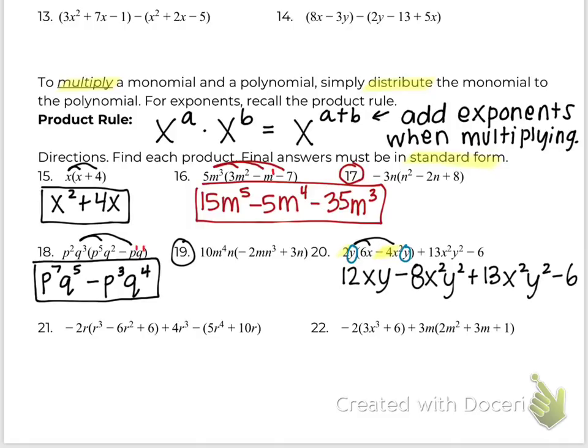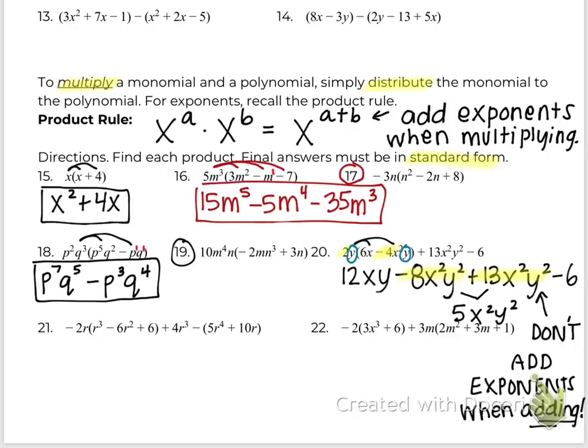Okay, can I combine any of these terms? I can combine the middle. Do you see how they have the same variables? X squared, y squared, x squared, y squared. That means these are like terms and we can combine these. So I'm going to bring the 12xy down and I'm going to say negative 8 plus 13 is 5, and I keep these the same, 5x squared, y squared.